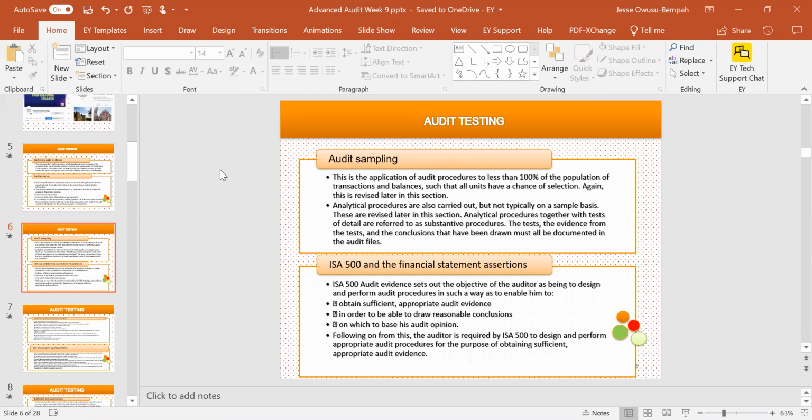Now, we said that we cannot talk about audit testing without talking about audit sampling. So what is audit sampling? Audit sampling is simply a concept where the auditor does not test the entire population of a particular balance or transaction. He does not test the entire population because doing that is not time efficient.